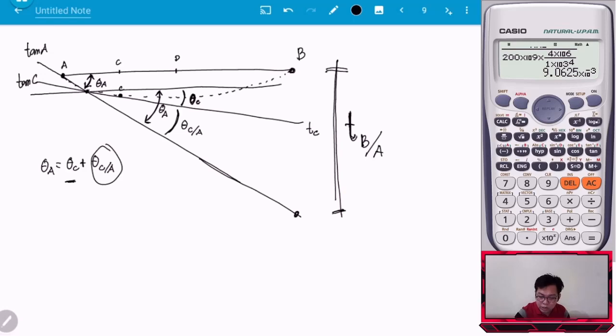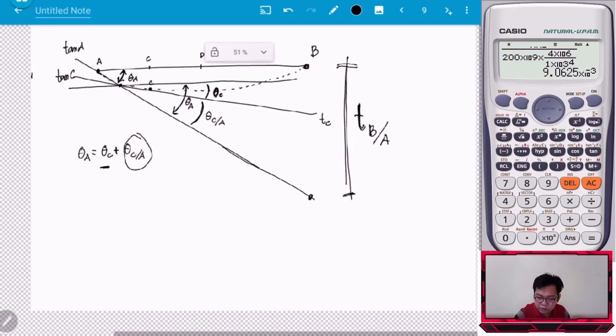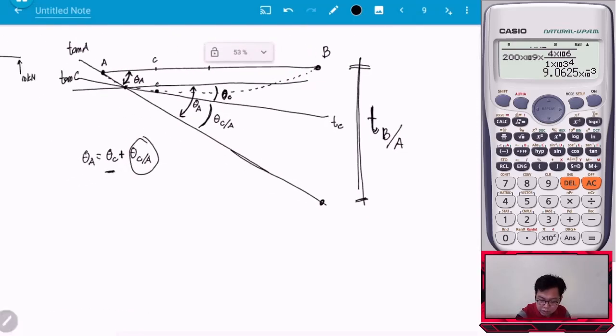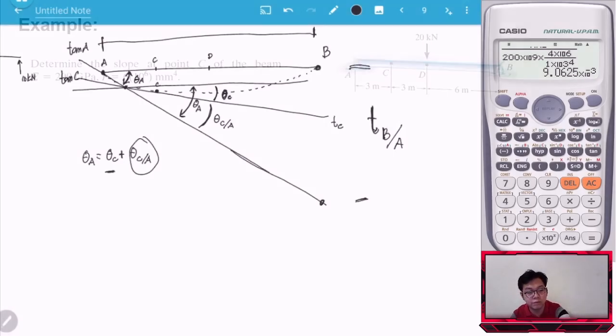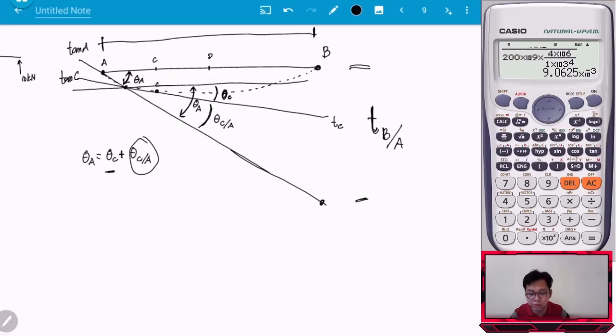Okay? And then, what is the length? What is the length of our beam? From the figure, the length of the beam is 12 meters. So, 12 m. Therefore, guys, the slope at A is rise over run lang. That is actually the deviation of B with respect to A divided by 12.